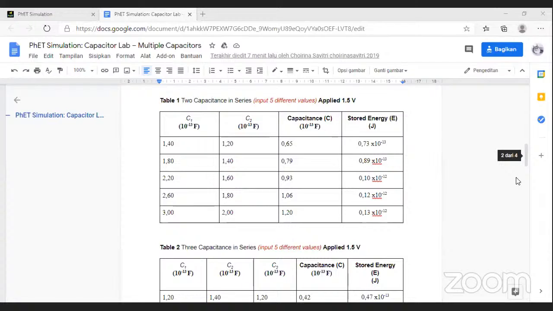Capacitance 1 is 2.20, capacitance 2 is 1.60 times 10 to the power of minus 13, and the total capacitance is 0.93 times 10 to the power of minus 13 farad. Stored energy is 0.10 times 10 to the power of minus 11 joule.